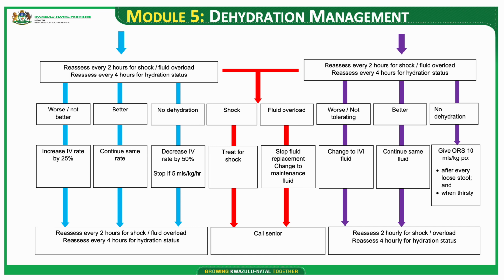Because they're on IV fluid, we need to reassess them every 2 hours for shock or fluid overload, as previously described. If we were to find that they were shocked or fluid overloaded, we would move to this red section in the middle. If they were shocked, we would again treat for shock according to our previous module, and we would call the senior. If they were fluid overloaded, just as a reminder, if they become tachypneic, tachycardic, or their liver increases in size, then we would stop the fluid replacement and we would change to maintenance fluid and call a senior.